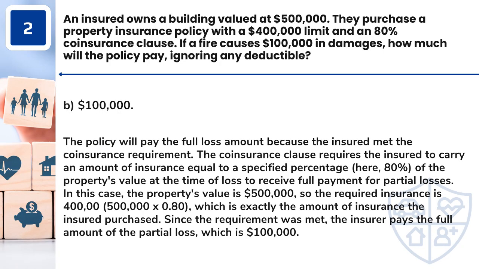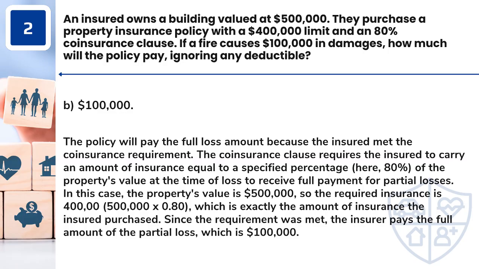Answer: B. $100,000. The policy will pay the full loss amount because the insured met the coinsurance requirement. The coinsurance clause requires the insured to carry an amount of insurance equal to a specified percentage, here 80%, of the property's value at the time of loss to receive full payment for partial losses.